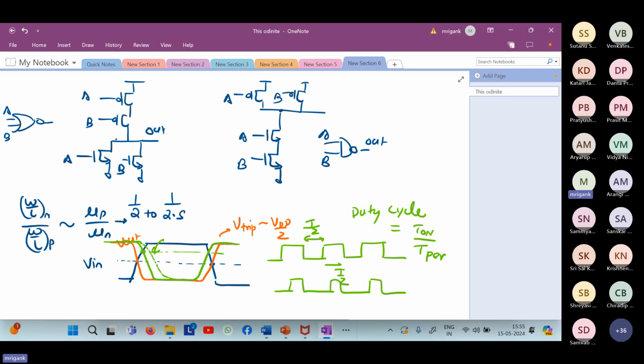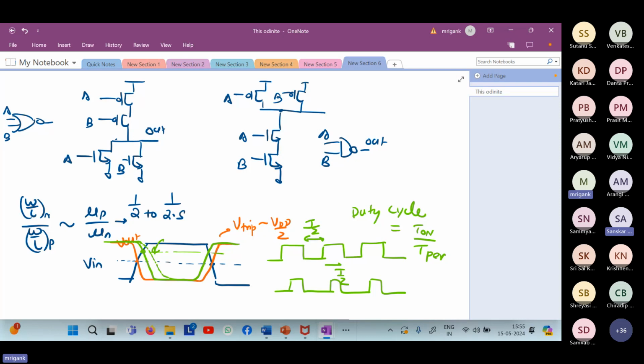The trip point, if it is getting higher or lower, it will have effect on the rising time, falling time, and on the duty cycle. And eventually, what is it dependent upon? It is dependent upon the NMOS and PMOS sizes, right? The W by L. Is that clear? Anybody having any problem?